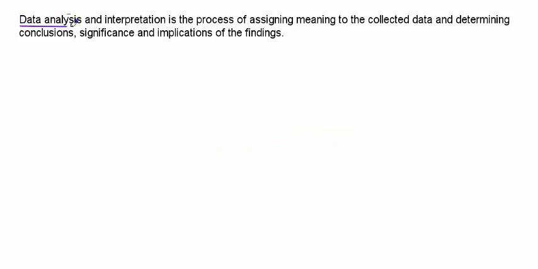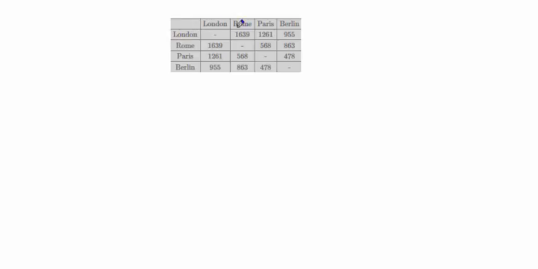Data analysis and interpretation is the process of assigning meaning to the collected data and determining conclusions, significance, and implications of the findings. Take for example this chart that shows the distance between some of the cities in Europe. So we have London, Rome, Paris and Berlin. The distance of London to London of course is 0. So you have a blank here.